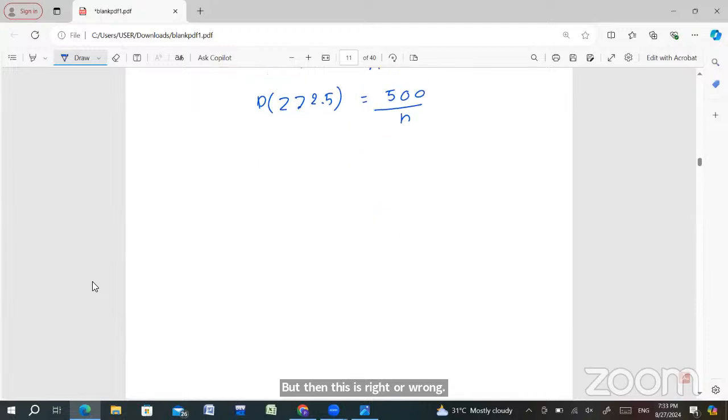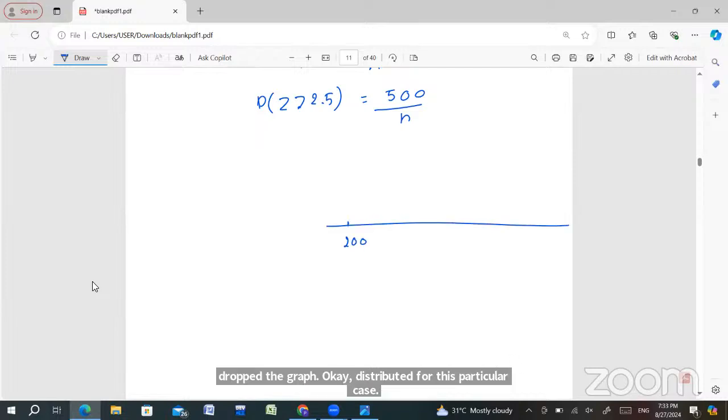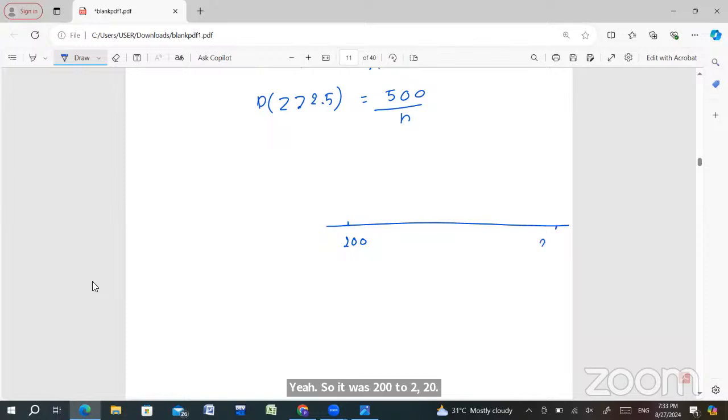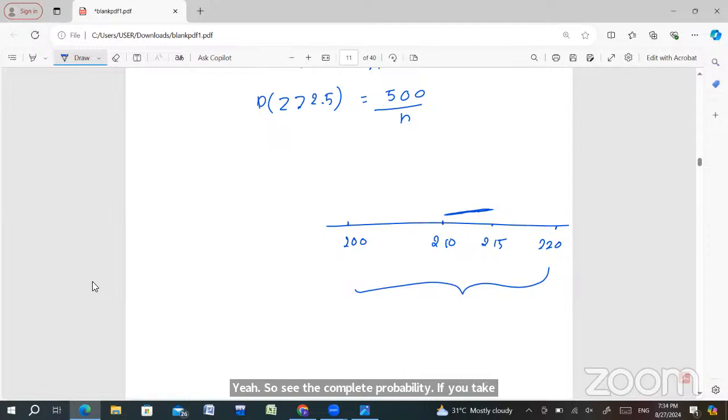Ma'am, just draw the graph of the uniform distribution for this particular case. Yeah, so it was 200 to 220. What was the range? It is given that 200 to 220. I am saying that the probability will be 1 between these two points. No, ma'am, first condition is given that. So see, the complete probability, if you take the sum between 200 and 220, it will always be 1. It is also the property of PDF.